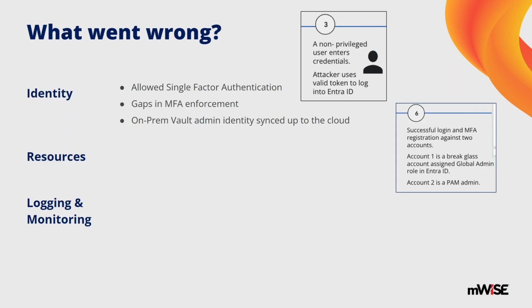When we look at the identity level, the organization allowed single-factor authentication. One of the compromised accounts didn't have MFA. But even in their MFA enforcement, there were gaps, inconsistent implementation, even across their privileged accounts. We also saw an on-prem Vault admin account that was synced up to the cloud. And this practice extended the attack surface of on-prem to the cloud.